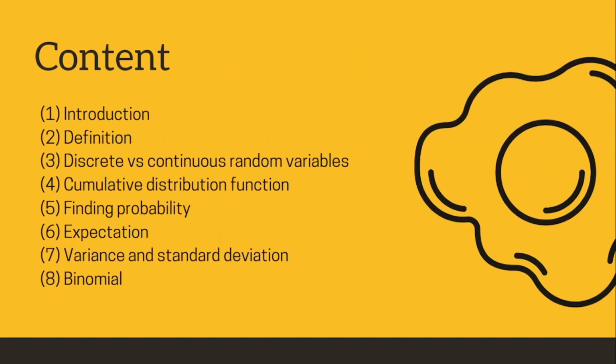So this is our content. We'll give an introduction first and the definition of what a discrete random variable is, the difference between discrete and continuous, before showing what a cumulative function is, finding the probability as well as the expectation, variance and standard deviation, as well as binomial, which is a big part of this chapter.